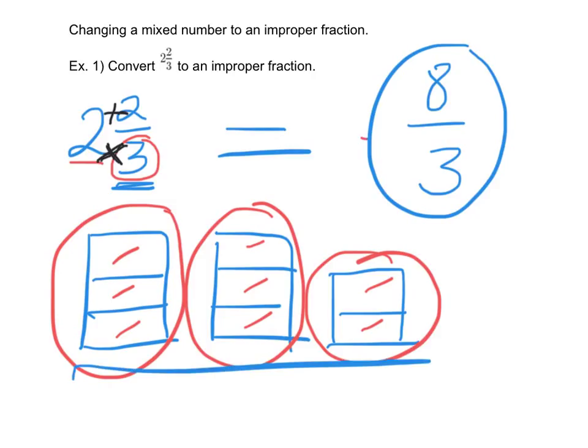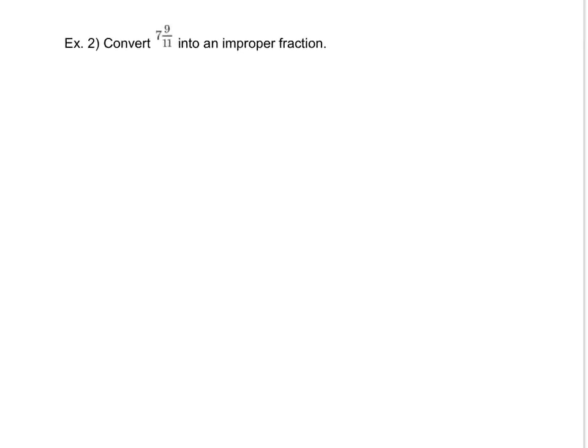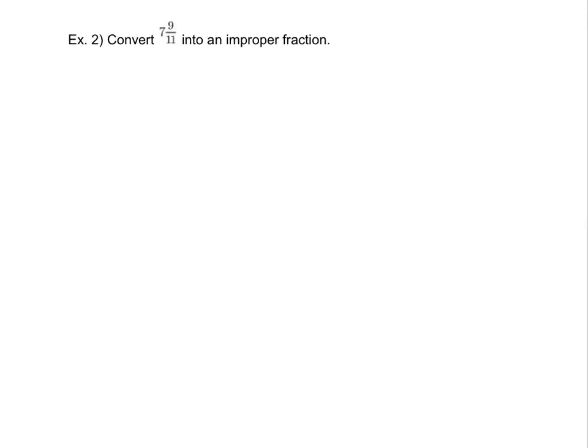This here was just an illustration, so you can help to kind of visualize it. But this is what you do. So the number on the bottom, 3, times the whole number, 2, which is 6, and add the top of the fraction. Let's look at 7 and 9/11.